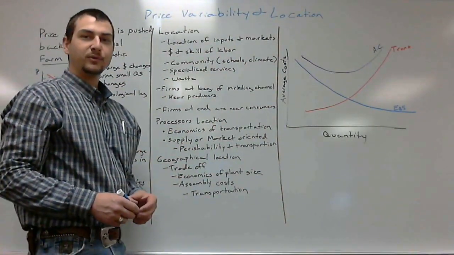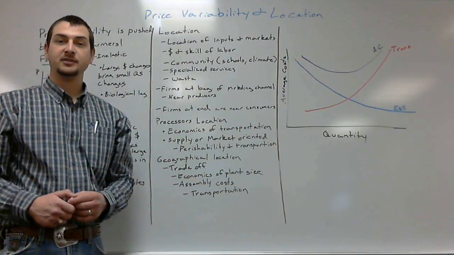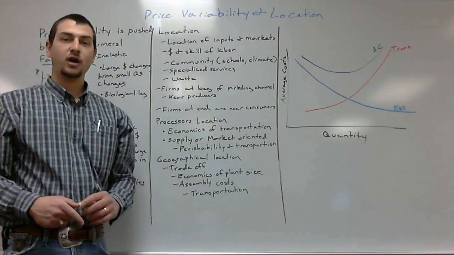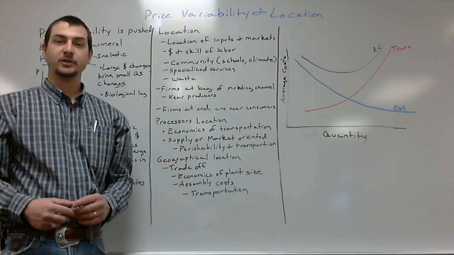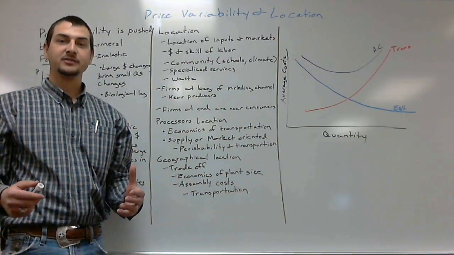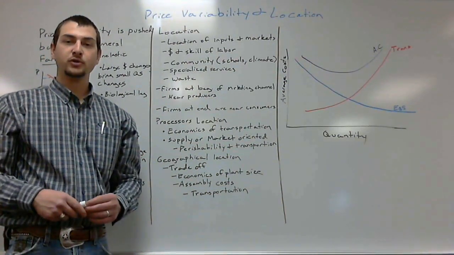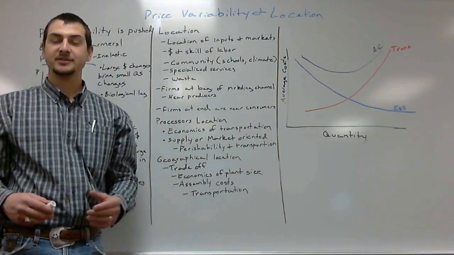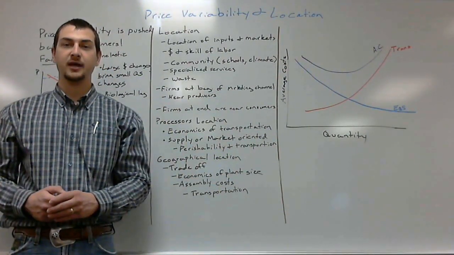When we start to establish the geographic location of processors, or just agribusiness in general, we often face a trade-off. And that trade-off is between the economies of plant size and then the assembly costs. Economies of size basically states that the larger you get, the cost per unit falls. So as that cost per unit falls, that business is actually running more efficiently on the actual processing side.